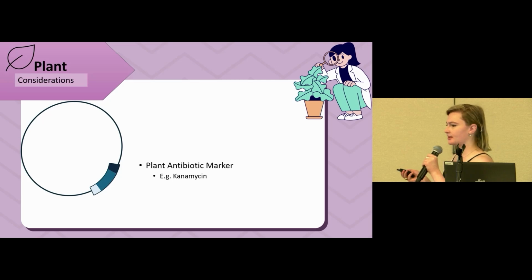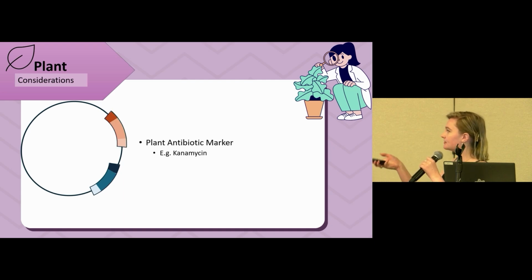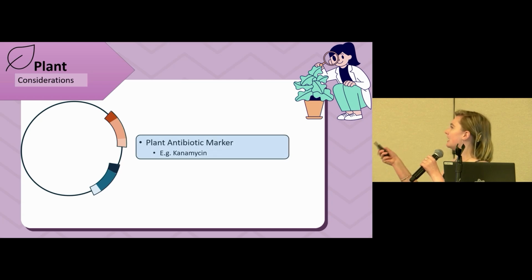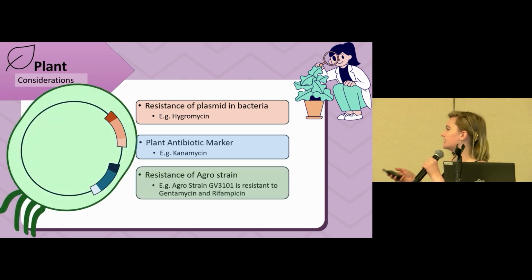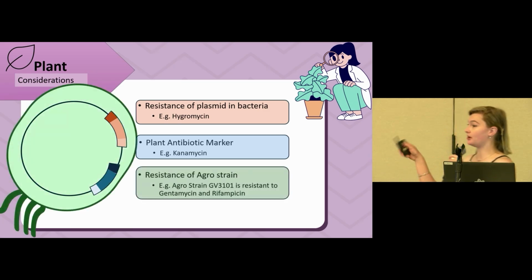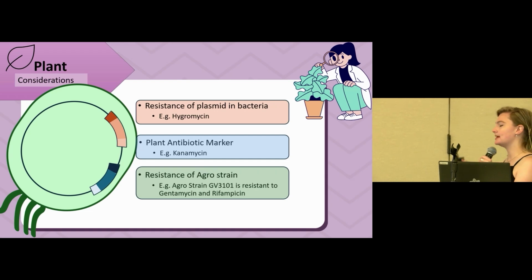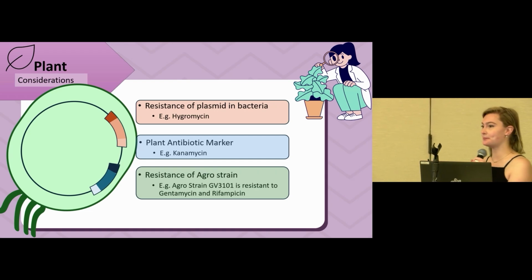So, as an example, let's say that you have kanamycin as your plant selectable marker, and you also have your bacterial selectable marker that you can't forget about. So I'm going to denote the antibiotic marker for plant in blue, and the bacterial resistance in orange, let's say hygromycin. Now you can't forget that you also have put all of this in Agrobacterium, so it will have its own resistances as well.